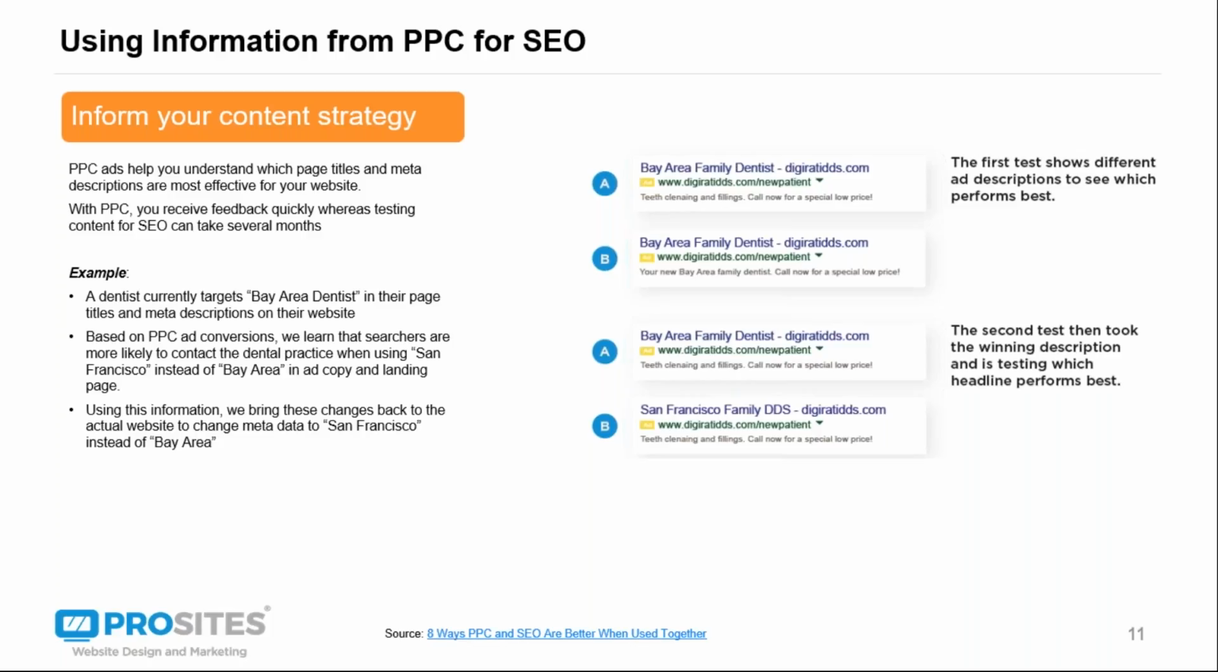Let's put this into an example. Let's say a dentist currently targets Bay Area dentists in their page titles and meta descriptions. Based on PPC ad conversions, we learned that searchers are more likely to contact the dental practice when the ad says San Francisco instead of Bay Area in the ad copy and landing page, because this includes the landing page as well. Using this information, we can bring these changes back to the actual website and change the website's metadata to say San Francisco instead of Bay Area.